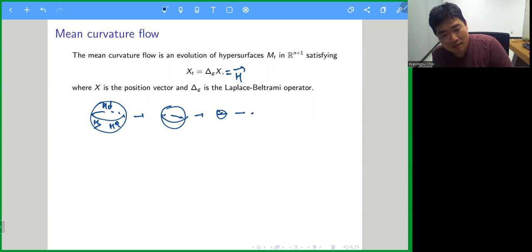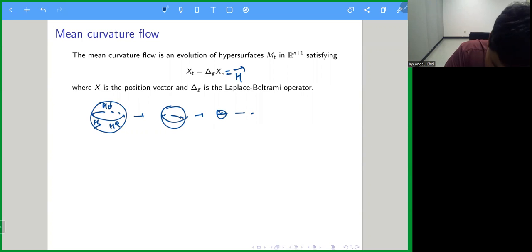So this round shrinking mean curvature flow must develop a singularity in finite time. Singularity.